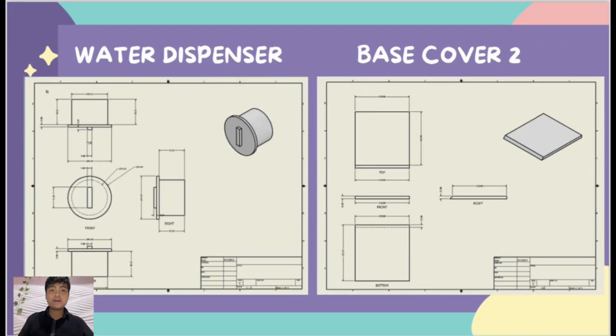Next, I'm going to talk about the water dispenser for the machine. So from the top view, the total diameter is equal to 70 millimeters. And the height is equal to 50 millimeters for both sides, the left and the right side. And the total extrude is equal to 5 millimeters of extrude.